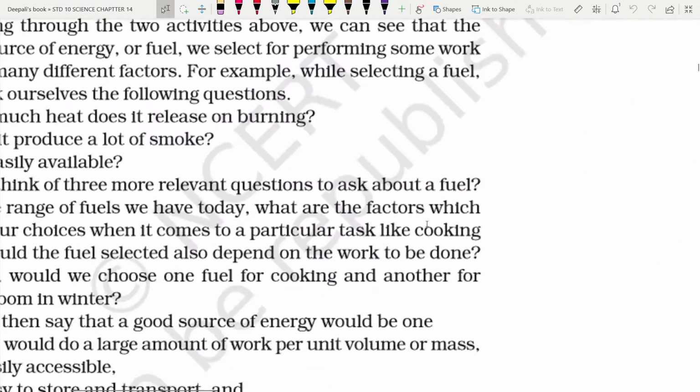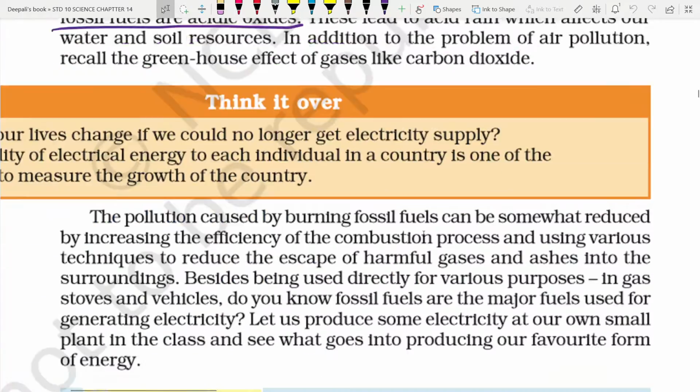Let us complete the topic Ocean Thermal Energy.